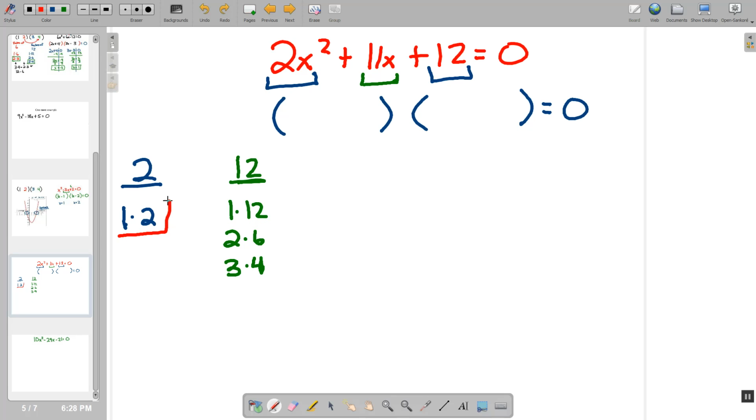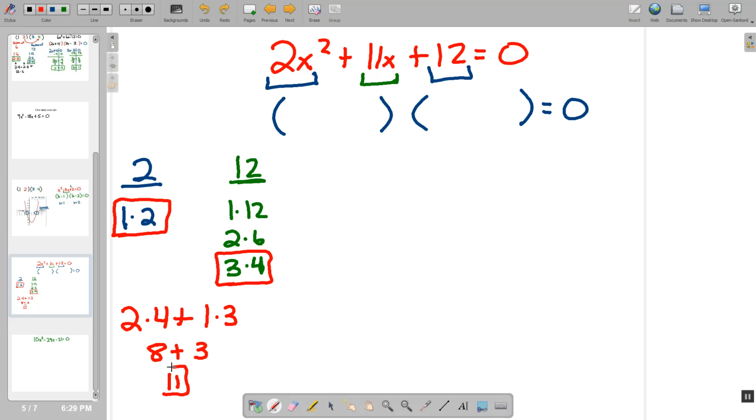Now, if I pick this pair of factors, I can do 2 times 4, which is 8, plus 1 times 3, which is 3, and 8 plus 3 gives me the 11 that I'm looking for. So now that I have found my pair of factors, I have to put them into the correct spots in my parentheses.